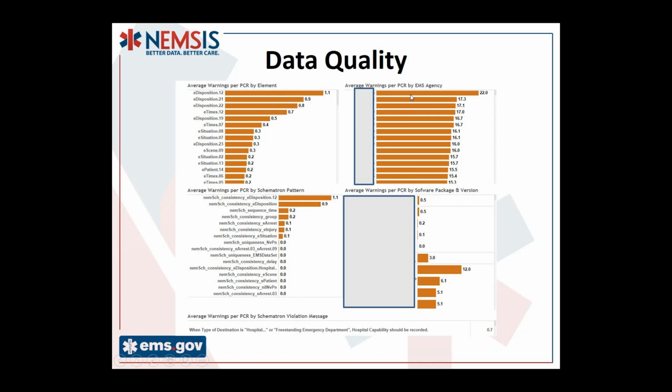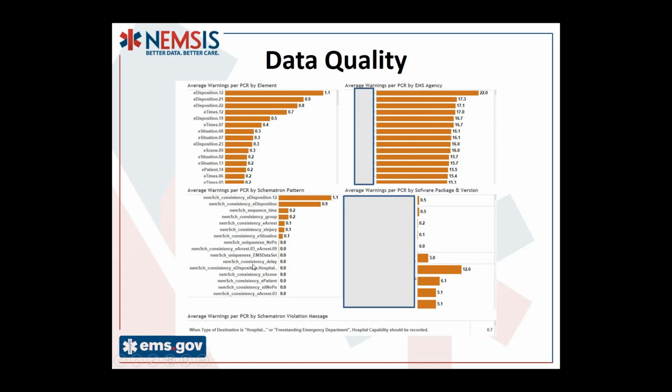But within a state, they could look very quickly and see who's having the most trouble collecting data. And if I could scroll down through this, if this was actually the report and I could scroll down, you would see that this exponentially drops off very, very quickly. 93% of all agencies have less than one warning per record. So we are doing really, really well in our data collection.